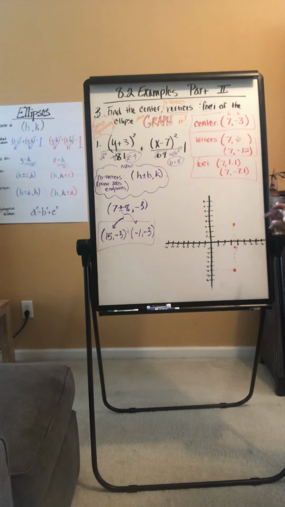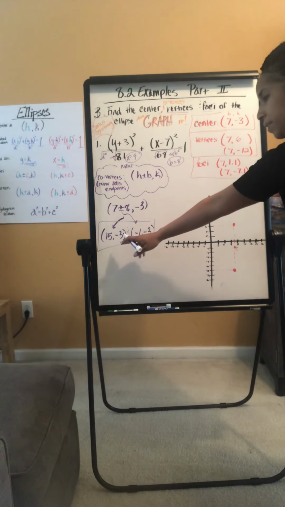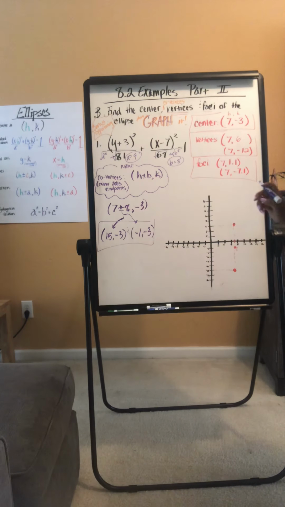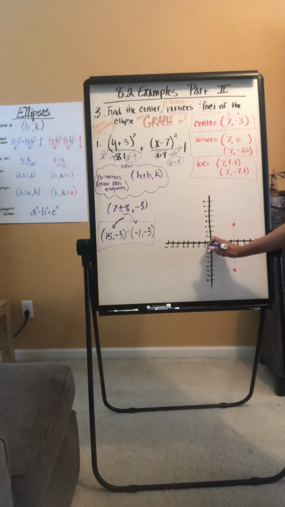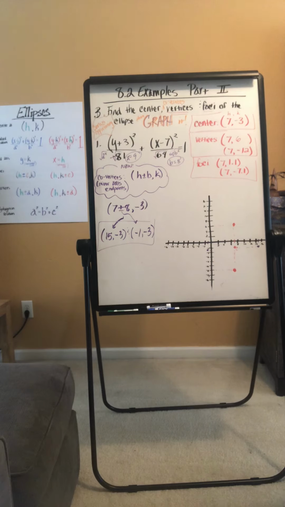Okay, let's do my co-vertices. So my co-vertices are 15, negative 3. 15 is in the middle here. Negative 3 is on line with this center. And then negative 1, negative 3. Negative 1 is right here. Negative 3, again, was right there. So there. All right. This will be my ellipse.